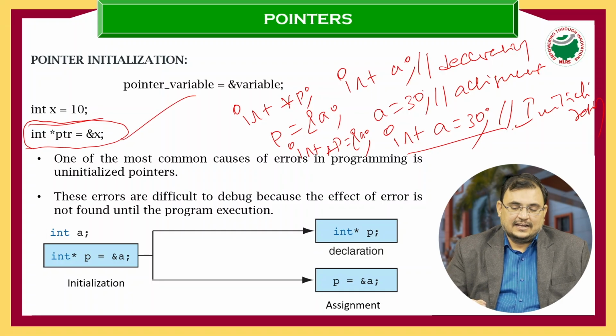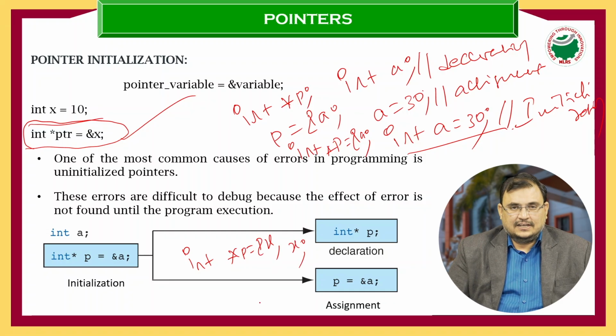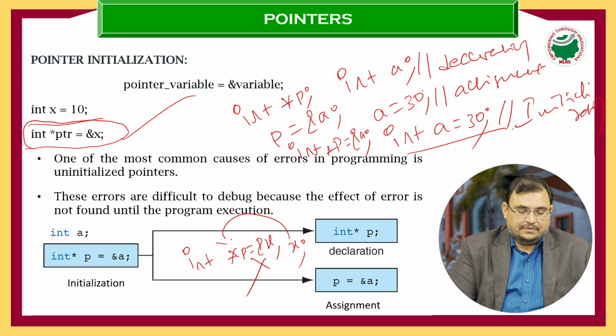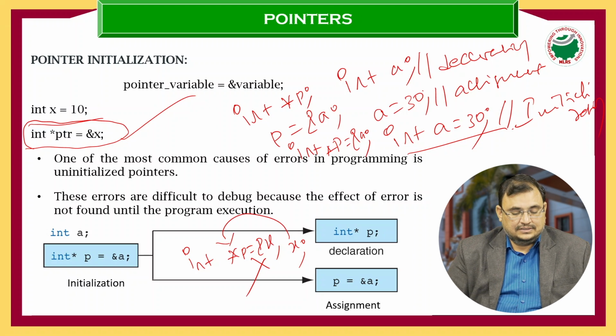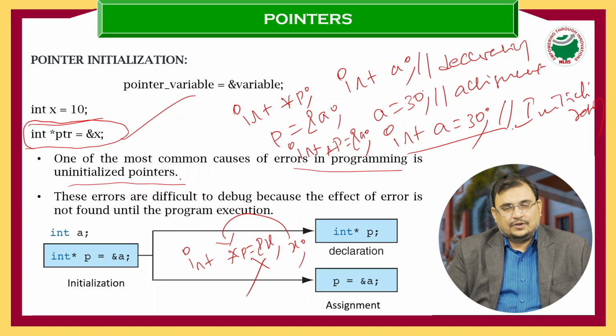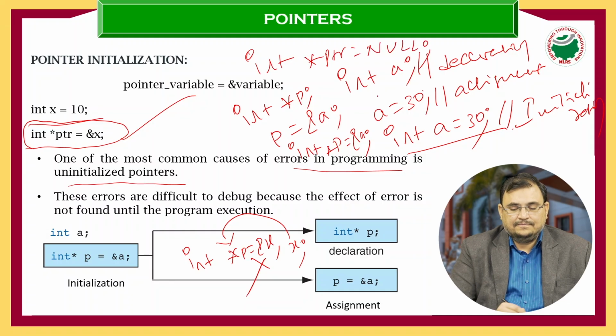But we can't initialize a pointer like this. For example, you declare int *p = &x, and you declare x after the initialization. This is invalid. So x must be declared before this pointer initialization. Make a note of this. One of the most common causes of errors in programming is uninitialized pointers. So a pointer must be initialized. If you are not assigning any address, at least assign the pointer the null pointer.